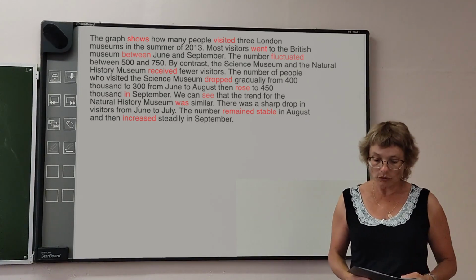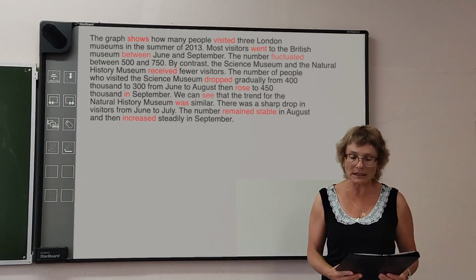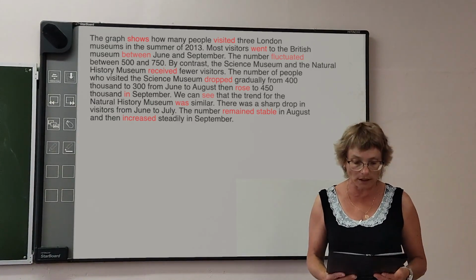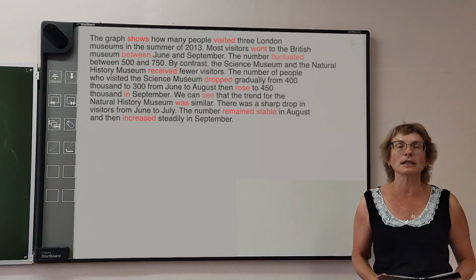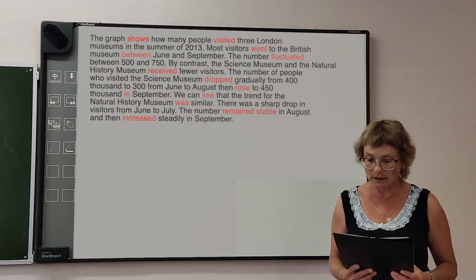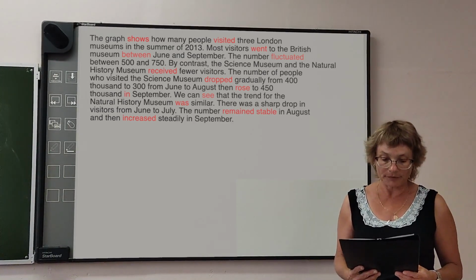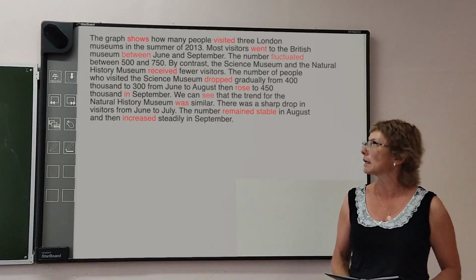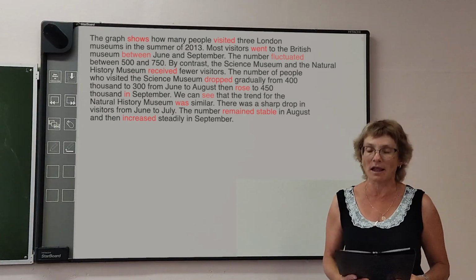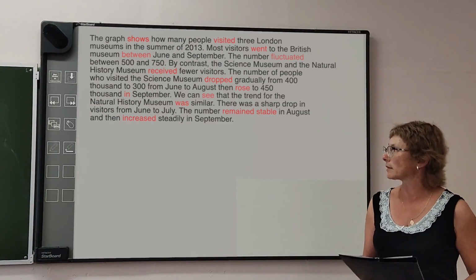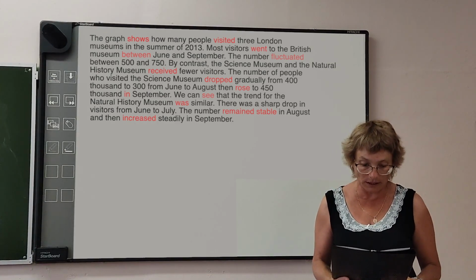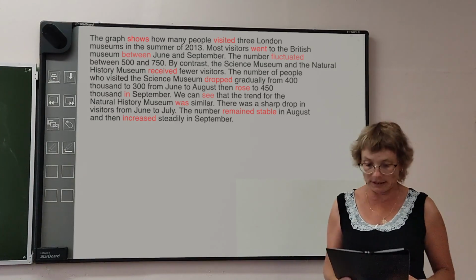The graph showed how many people visited 3 London museums in the summer of 2013. Most visitors went to the British Museum between June and September. The number fluctuated between 600,000 and 750,000. By contrast, the Science Museum and the Natural History Museum received fewer visitors.